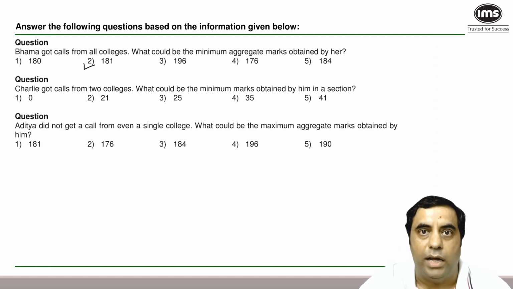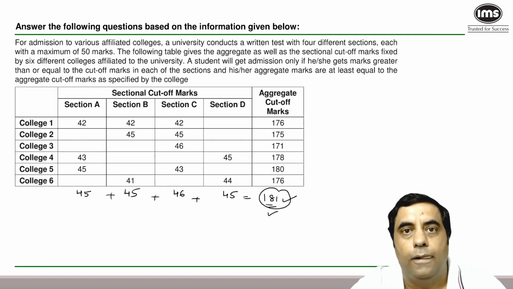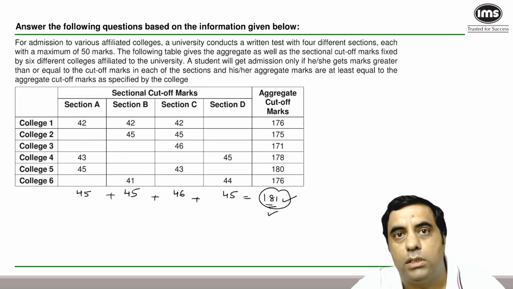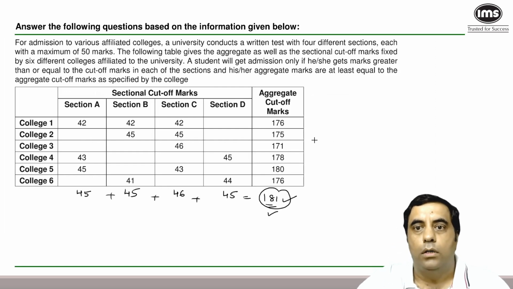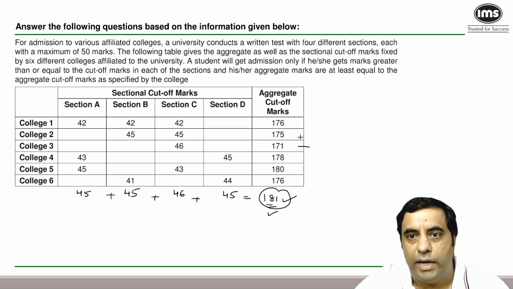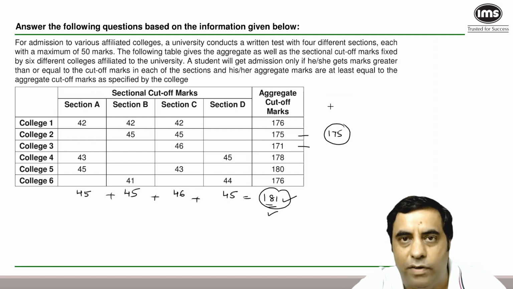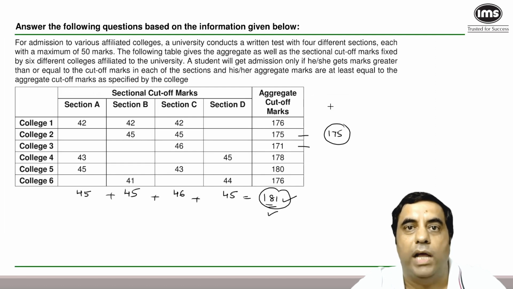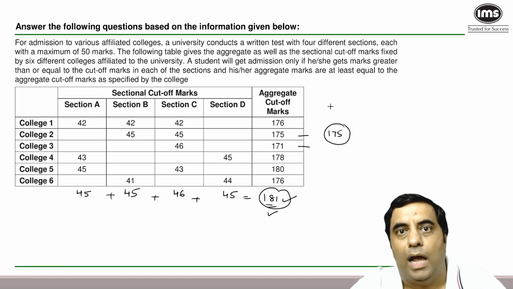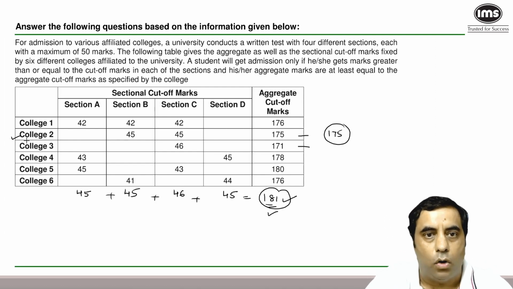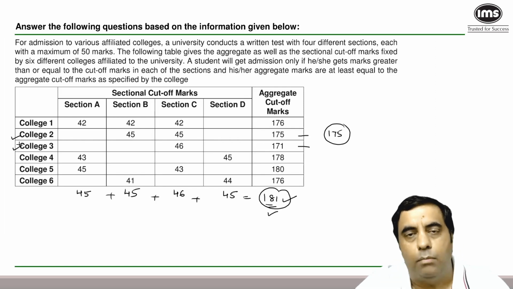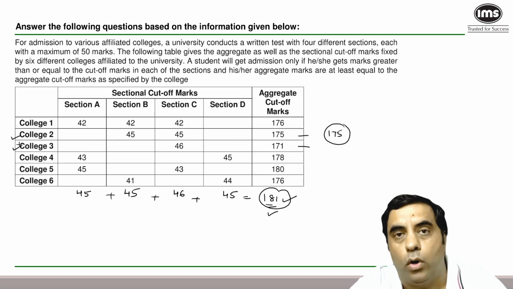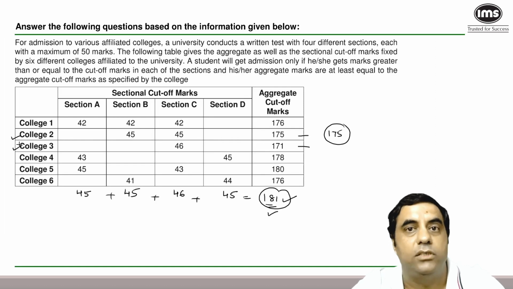So when we look at the table again, we'll observe that in order to get 2 calls, if you look at the aggregate score, the minimum is 171, the next is going to be 175. So that means Charlie has to get at least 175, otherwise he'll not be able to clear the overall cutoff for the 2 colleges, right? Okay, that's one. And when he gets a score of 175, he can clear college 2 also and college 3 also. So the minimum score needed overall to get 2 calls is going to be 175.